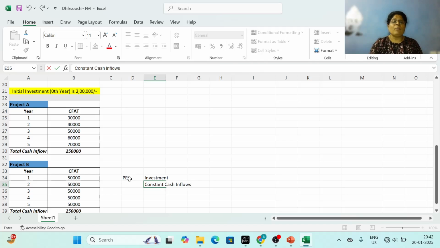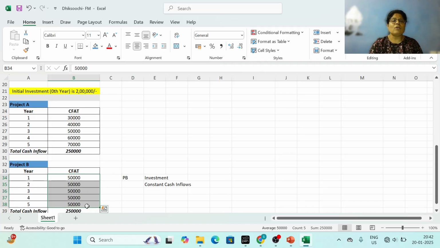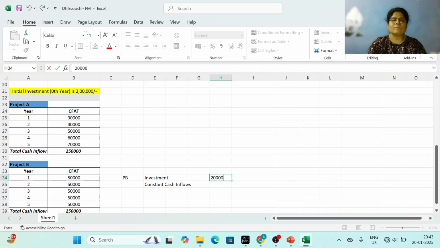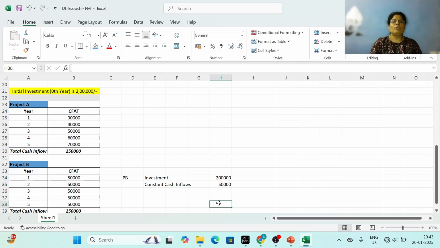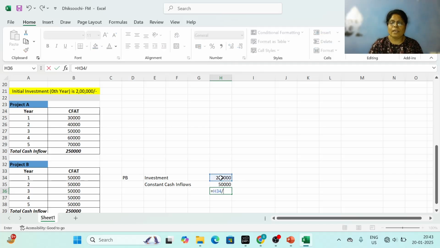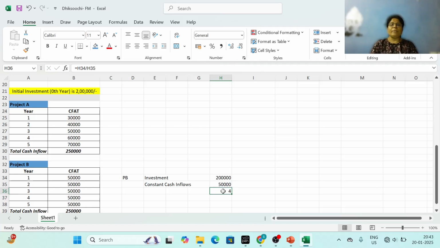This formula is only applied when the project is generating constant cash inflows. So what is the investment here? 2 lakhs, right? Then constant cash inflows 50,000. That's it, we don't bother about how long it is generating that amount, right? So we are just taking the constant cash inflow. Now what is the formula? The investment divided by the constant cash flow gives you 4. So your payback period for project B is 4.